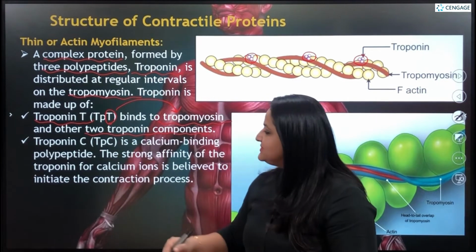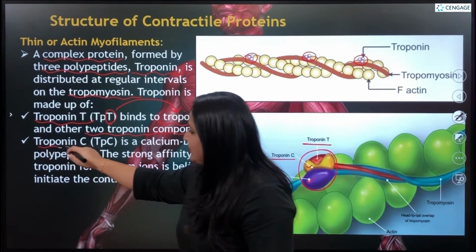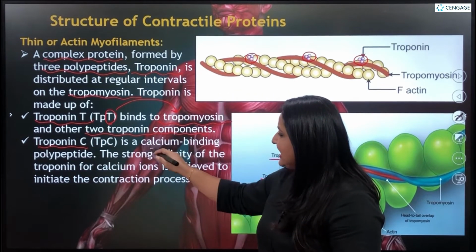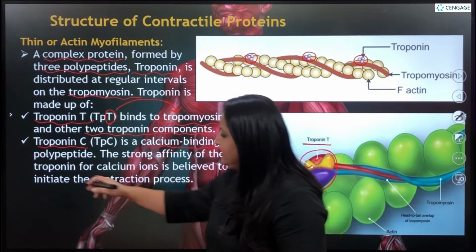The next comes the TPC, which is known as troponin C. It is a calcium binding polypeptide, right?